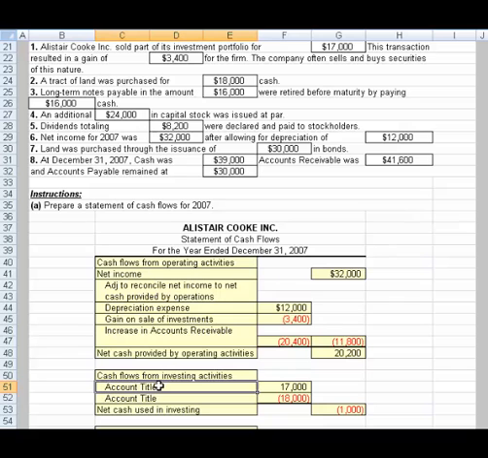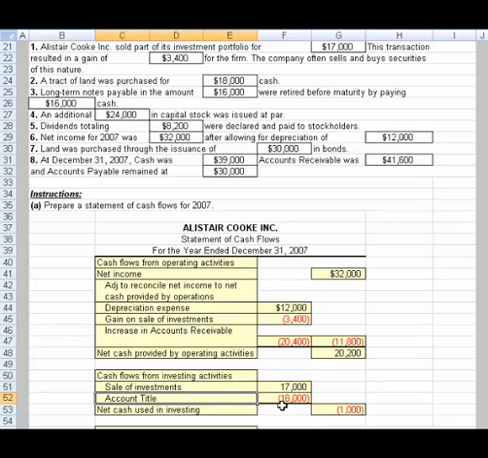And this means we're looking at changes in long-term assets and other assets. I believe they told us there was a sale of investment. There it is. Sold part of its investment portfolio for $17,000. Okay, and it resulted in the gain of the $3,400. So we already have accounted for that adjustment, but they tell us the sale and proceeds, that's what that means, is $17,000. So I'm going to fill that in as a sale of investments.